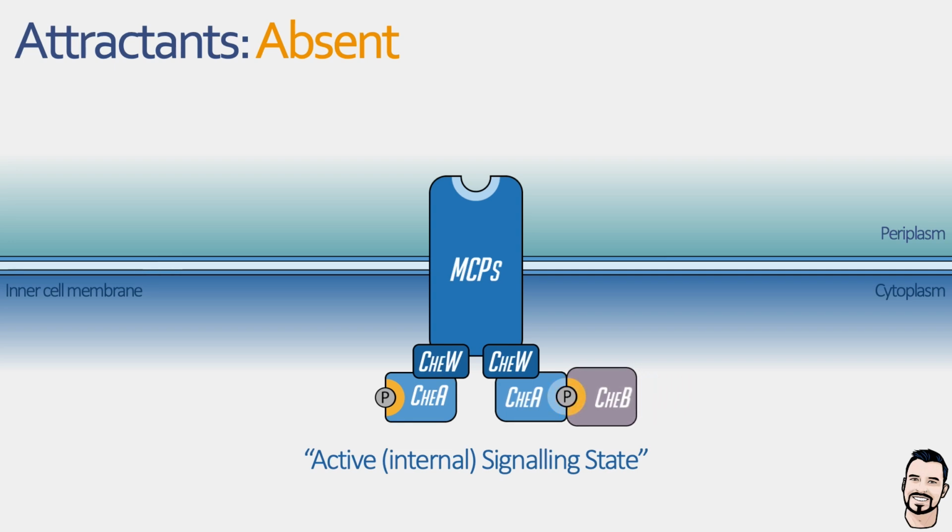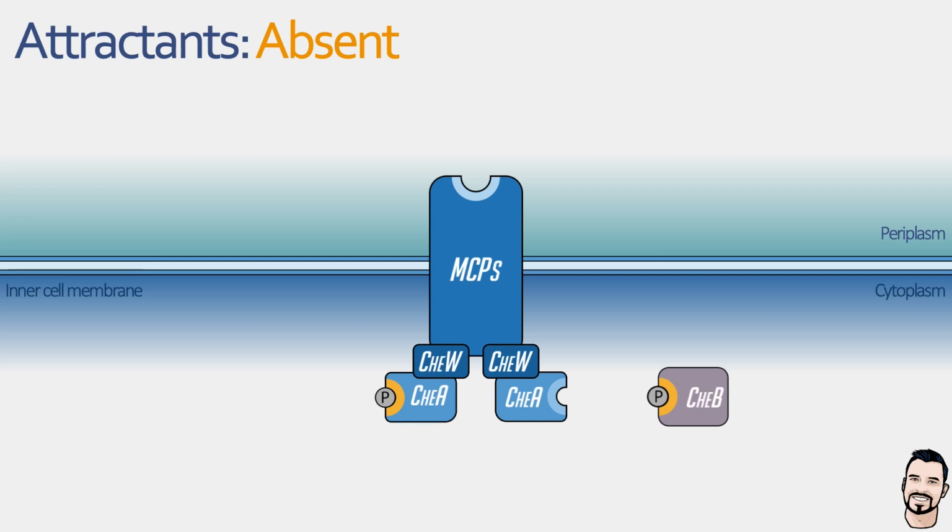Now, CheB plays a role in adaptation, and what I mean by this is that it influences the sensitivity of the MCPs to attractant and repellent signals, helping the cell adjust its response over time. And it does this by removing methyl groups from specific glutamate residues on the MCPs, but can only do this when it's in its activated phosphorylated form, essentially acting as a methyl transferase.